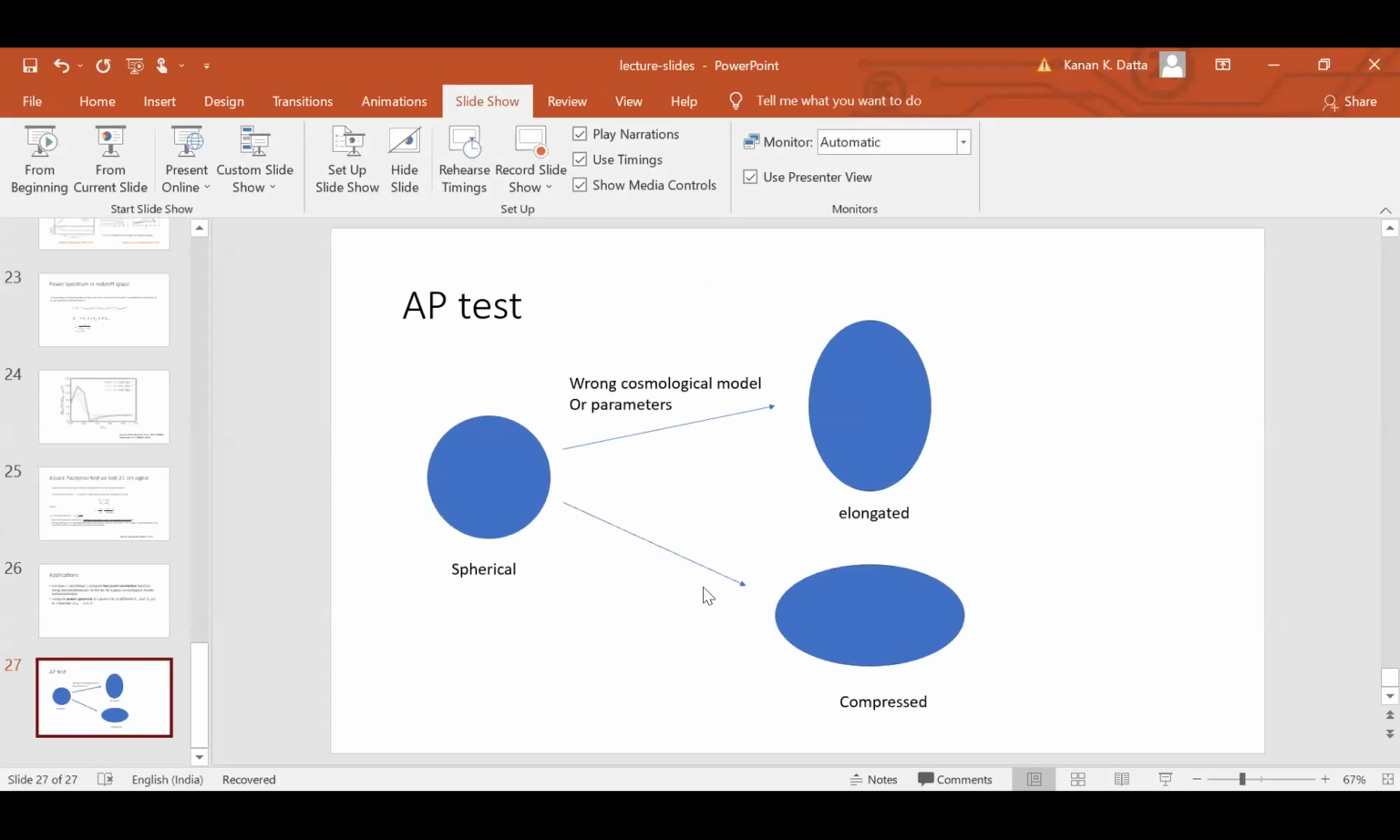Yes, Kanan. I think a similar kind of effect can also be produced due to redshift space distortion. So how will you distinguish between the two?